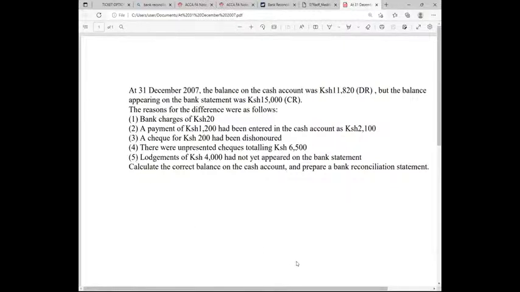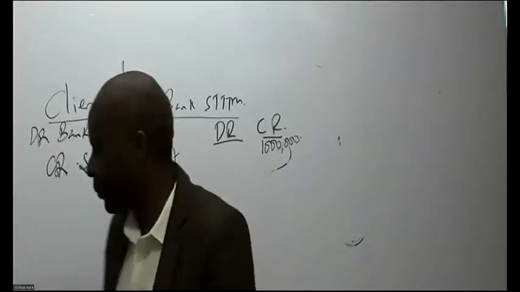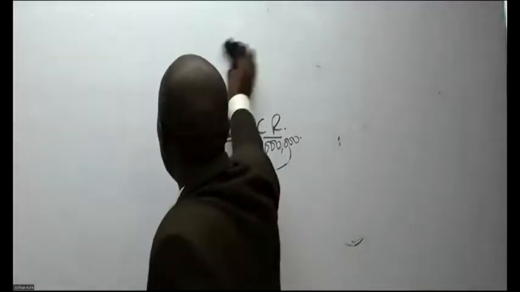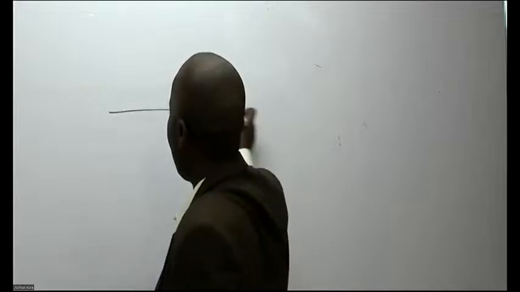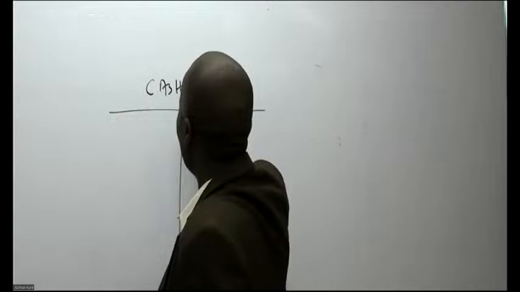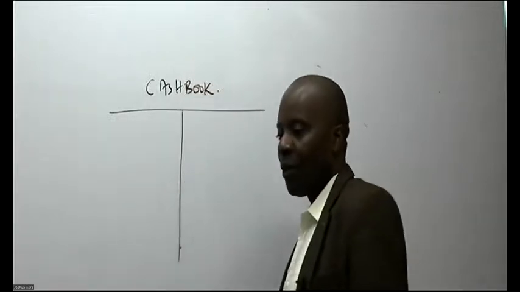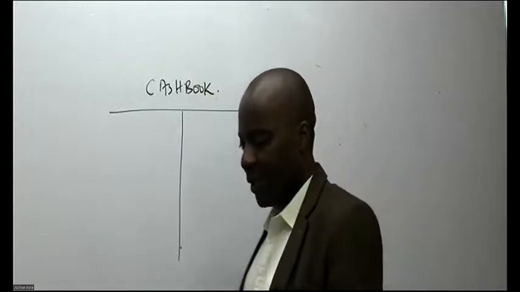Remember how we do it in practice, ladies and gentlemen. First of all, you start with your cash book. You could decide to pass journals, or if you're doing it manually, always use a T account. So this is the cash book, like that. This cash book has a debit and a credit side.